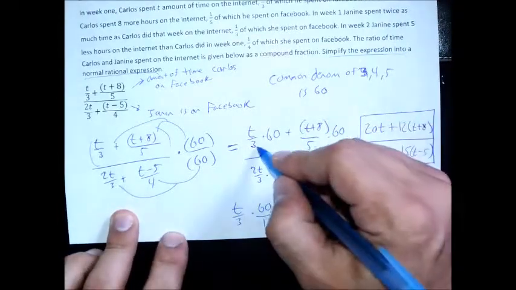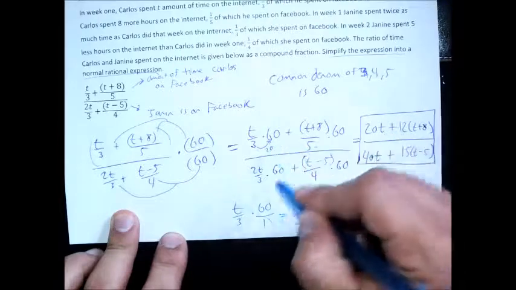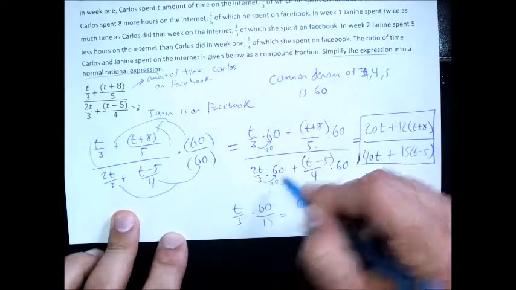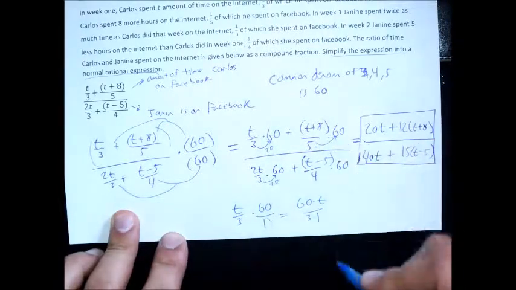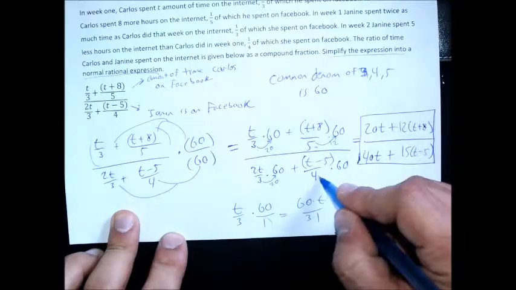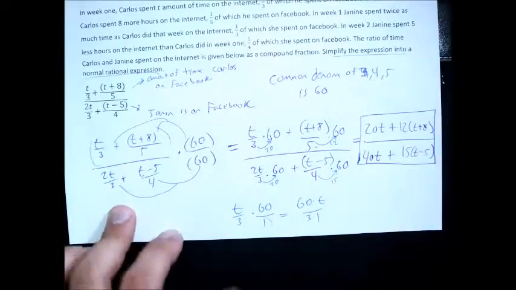Right, so this gave us that 20, this gave us that 20, this gave us the 12, and then this one gave us the 15. 4 into 60.